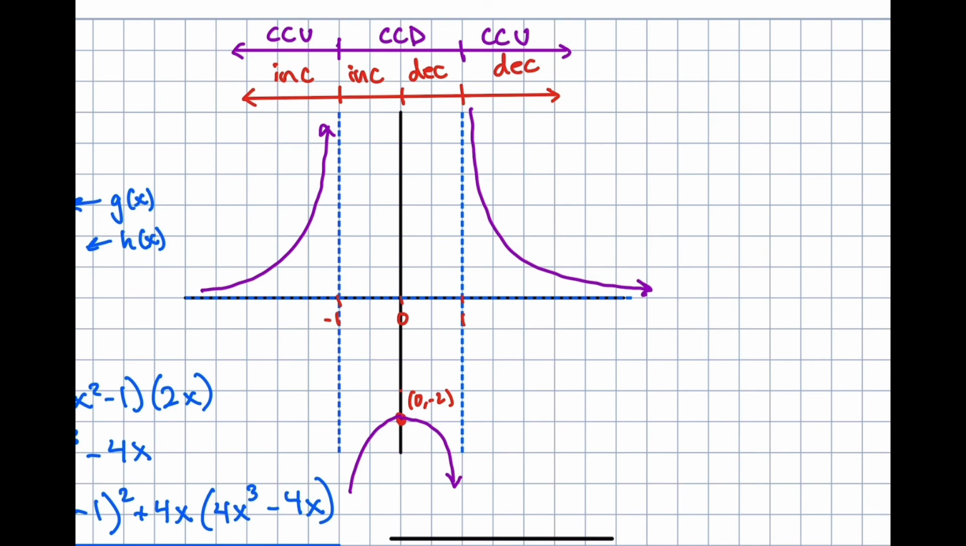All right, but that's it. We have our graph using the second derivative to find concavity, as well as the first derivative to find intervals of increase and decrease, and then the original function to find maybe special points like where asymptotes occur and where intercepts occur.